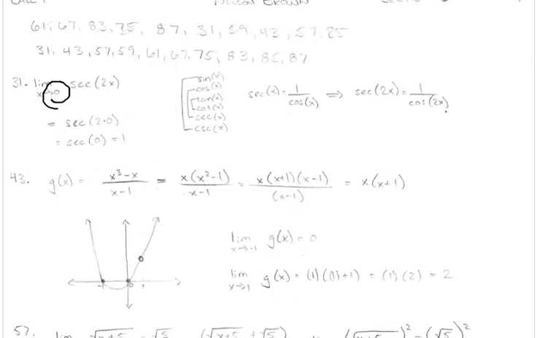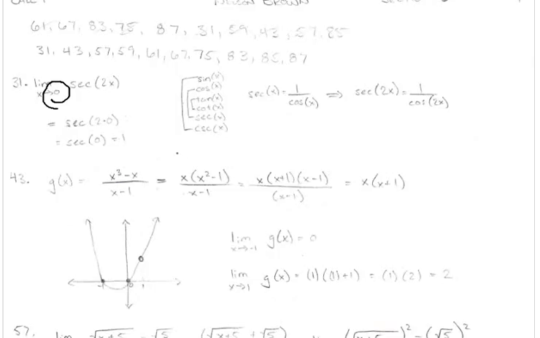Now, as x goes to 0, 2 times x goes to 0, so therefore cosine of 0 is 1. So secant is 1 over 1, which is definitely in the domain of secant of x, or secant of 2x. So therefore you can just use direct substitution on this problem, and secant of 0 is just 1.